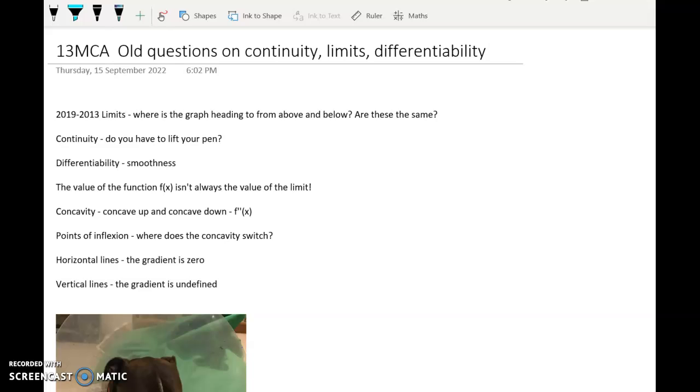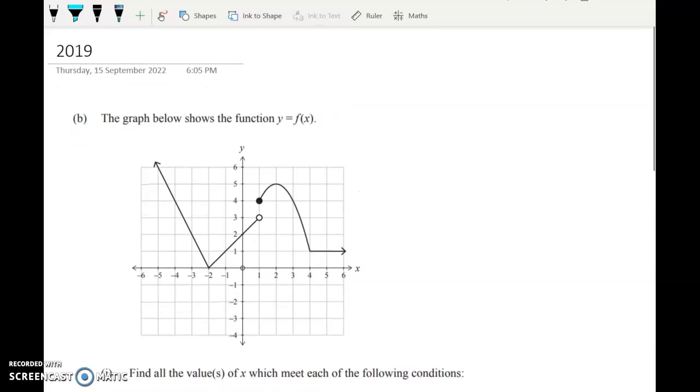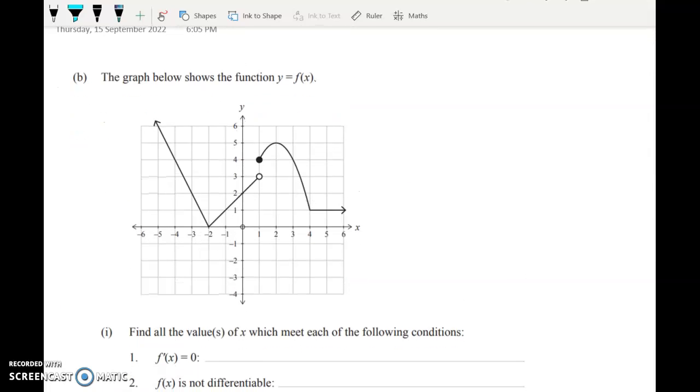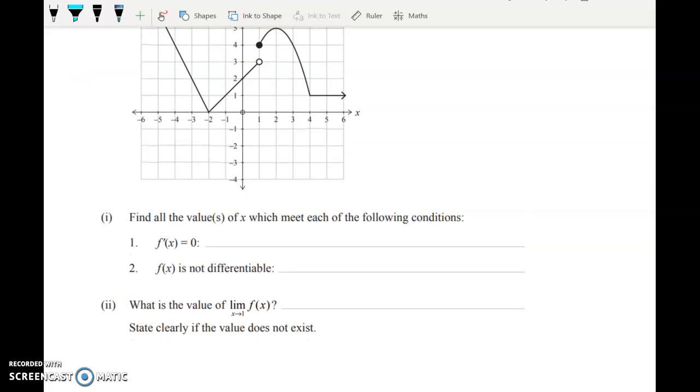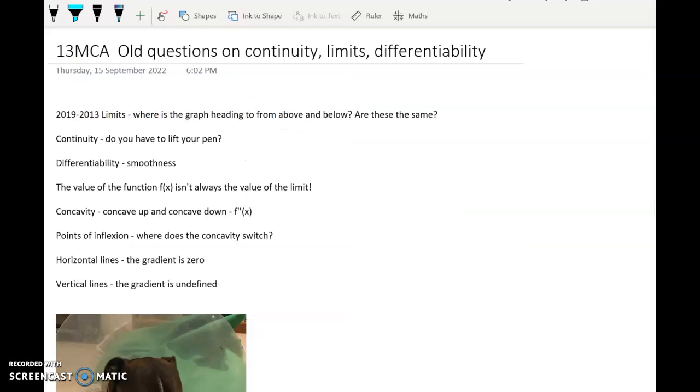This video is going to go through a bunch of old exam questions looking at features of graphs. So the questions are going to look like this one here from 2019, where you get given a graph and it's a weird kind of graph of some function, and you have to talk about things like continuity and differentiability. So what I want to go through here is first a little checklist that you can use to make sure you've got the hang of all of these ideas. And then I'm going to get into the questions.